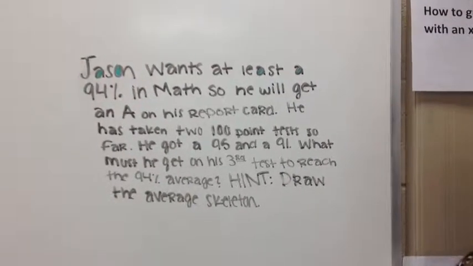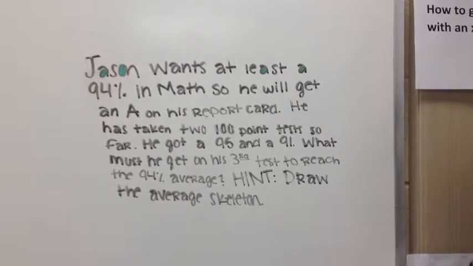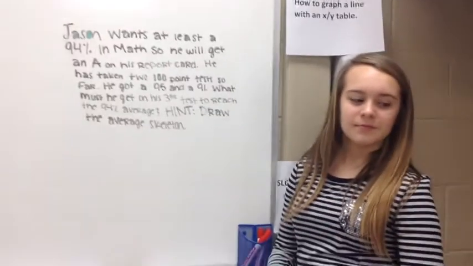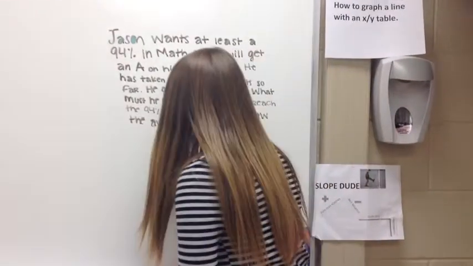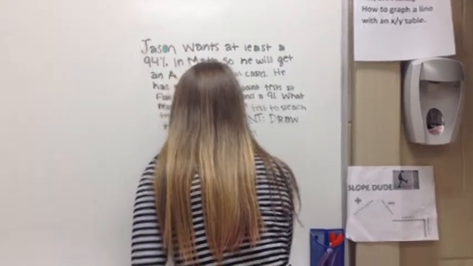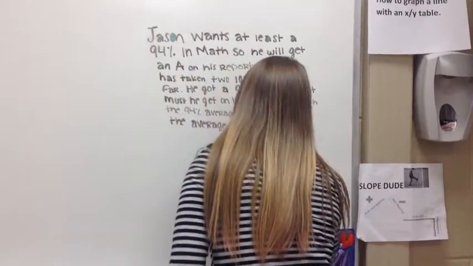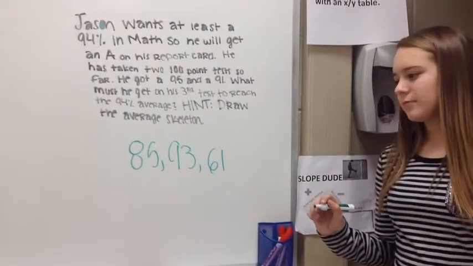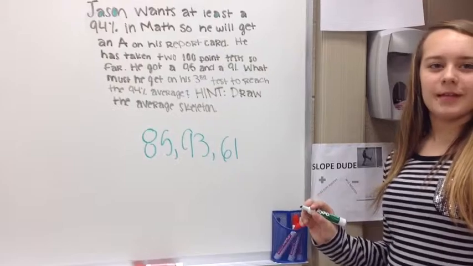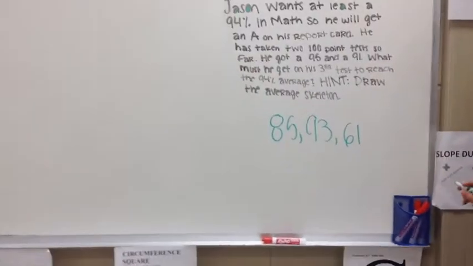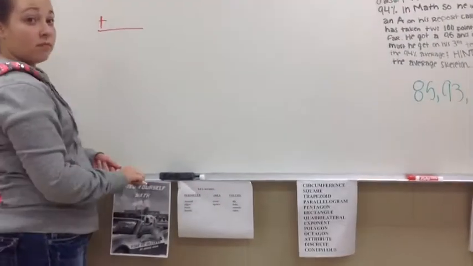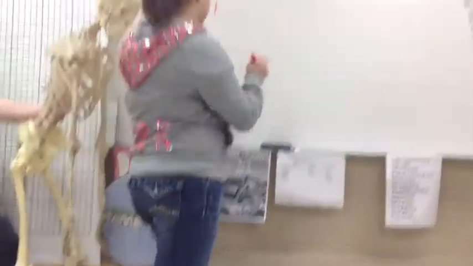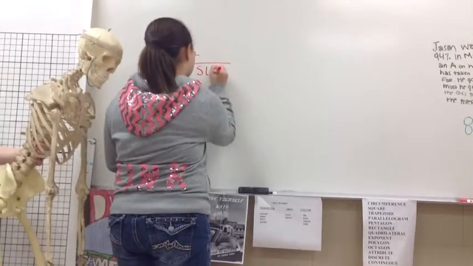Hint, draw the average skeleton. What is an average skeleton? Well, if you have 3 numbers, say you've taken 3 tests. Say you get an 85, and the next test you get a 93, and the next test you get a 61. And I say, well, what's your average? When you get an average, first thing you do, you add them all up. That gives you the answer to an adding problem called? Sum, S-U-M, sum.